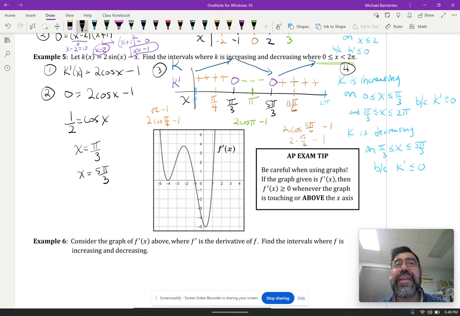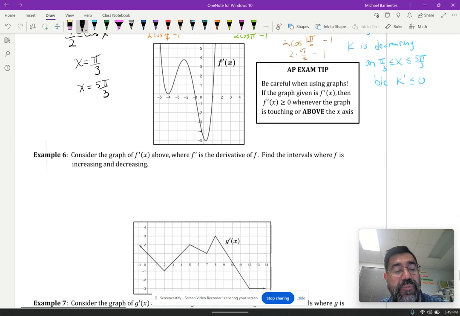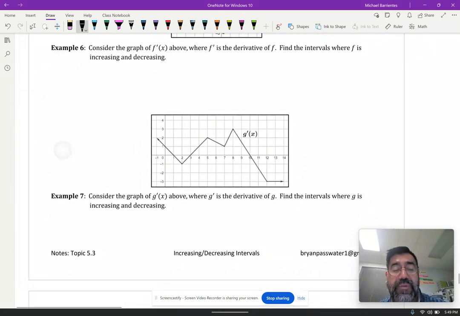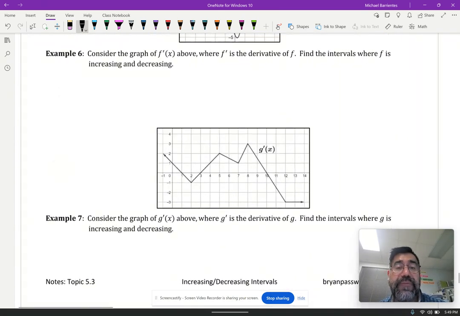And so you can definitely expect one of the free response questions to hover over this type of analysis, where we have to use the derivative and the second derivative in order to find some things out. We're going to do one more, and then I think we'll take a pause and get ready for the next section.